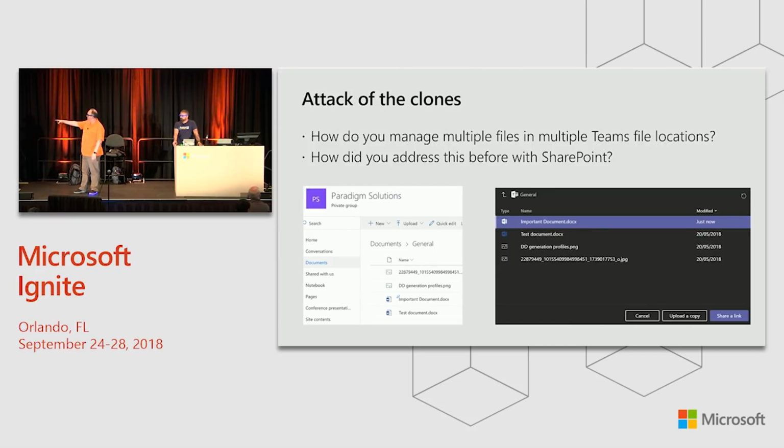So we've got this great button there called Share a Link, and it's highlighted. Please, users, press it. But what do you think people are going to do? They're going to click Upload a Copy, because that's kind of what they think. I want to put a copy of it here. Because people still don't understand sharing permissions when it comes to Teams and all these kind of things. So we still end up with potentially multiple copies.